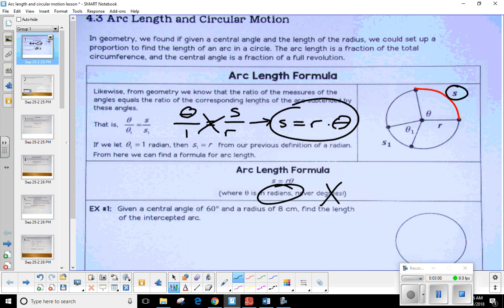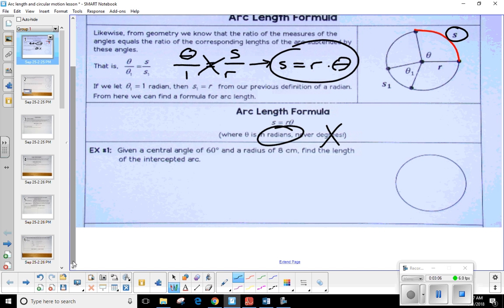All right, well, let's go ahead and put it into practice. Let's see what you guys think. We'll start off with some pretty easy ones because the majority of what I want to talk about today is linear and angular velocity. I want to help you become familiar with those. So it says, example 1, given a central angle of 60 degrees and a radius of 8 centimeters, find the length of the intercepted arc.